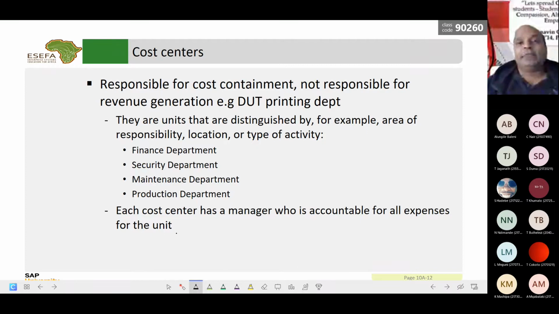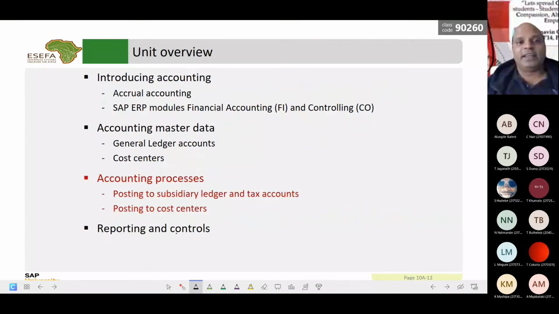All right, so that covers this first part. I've done the accrual. I gave you what's accrual, what's financial accounting, what's a general ledger account, cost centers. Now we go on to posting to subsidiary ledger, and tax accounts, and posting to cost centers.